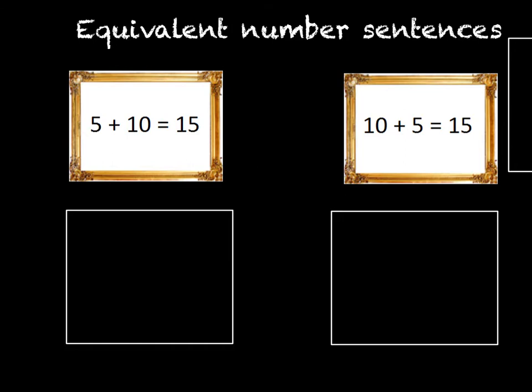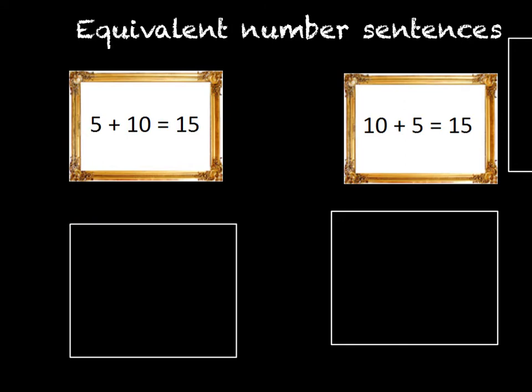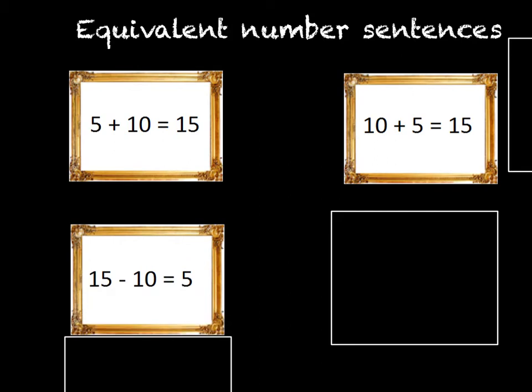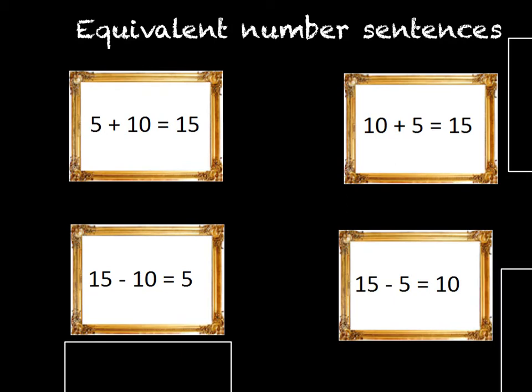I can also use these numbers to write an equivalent subtraction number sentence. Let's have a look at this one down here. 15 take away 10 equals 5 can also be written as 15 take away 5 equals 10. These two subtraction number sentences are also equivalent. These four number sentences are called a fact family, and they are all equivalent.